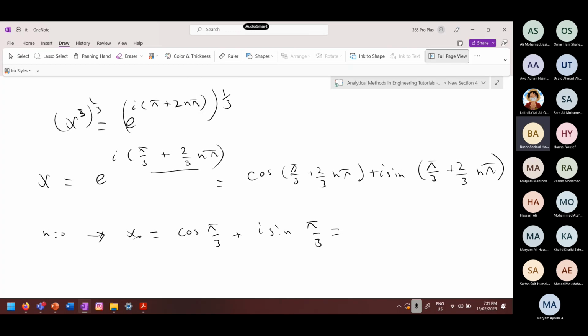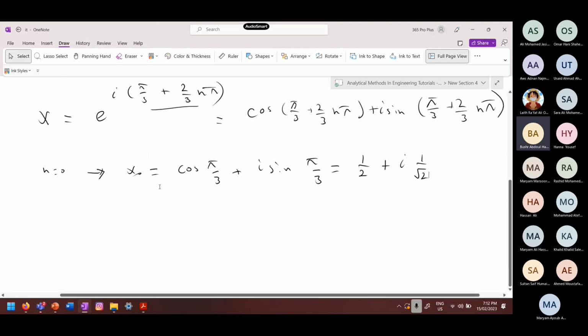Okay, cosine pi over 3. But we have sine pi over 3 and I need the cosine. Just a minute, please. Okay, cosine pi over 3 is equal to half, plus i sine pi over 3, which is square root of 3 over 2. This is the first answer.